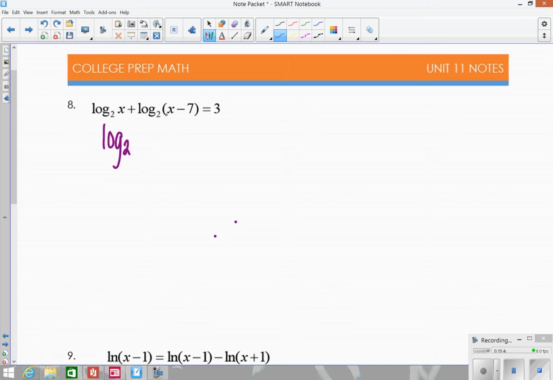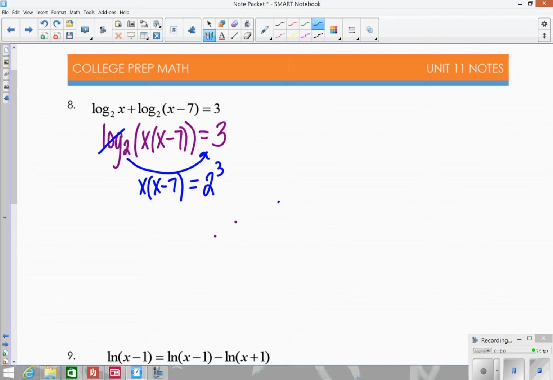Since it's addition, it becomes multiplication between these. So x times x minus 7 equals 3. Now that I've condensed this, I can drop the log and swing the base. So I have x times x minus 7 equals 2 to the third. Now I can distribute this, so I get x squared minus 7x equals 8. I'm going to have to factor, so bring that 8 over.